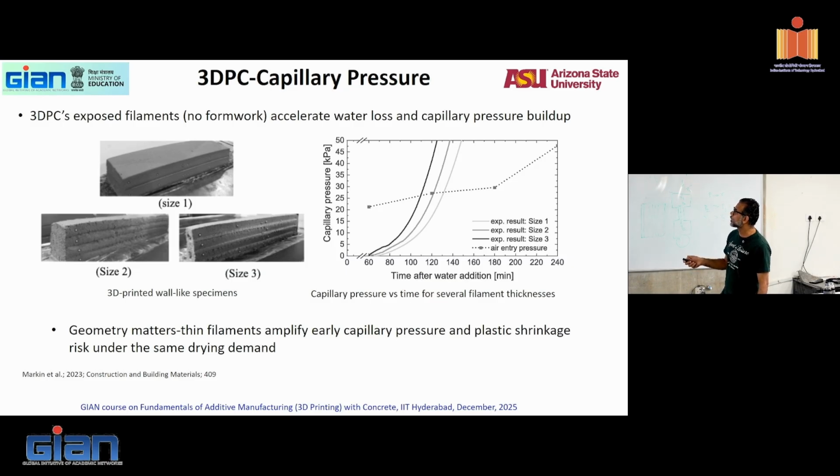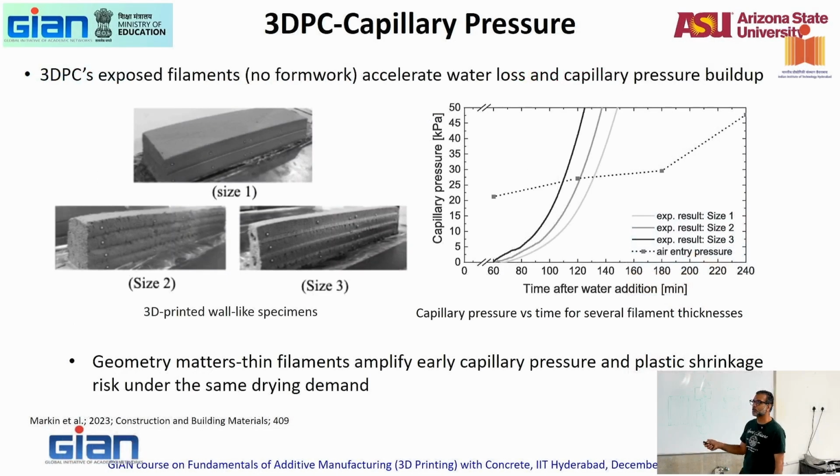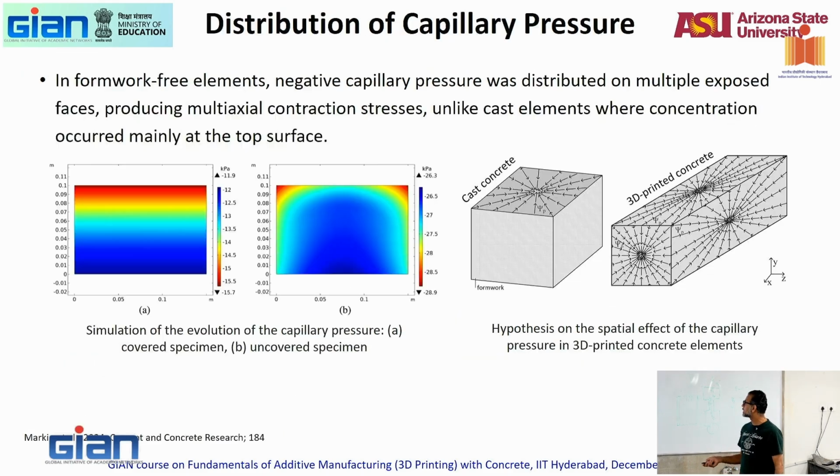No formwork, so all filaments are exposed, accelerating water losses. When water goes out, capillary pressure starts to build up. When the pressure exceeds the tensile capacity of the material at that point, it will crack. Strain, stress, and the stiffness will lead to stresses. Geometry matters. Thin films amplify early capillary pressure under the same drying demand.